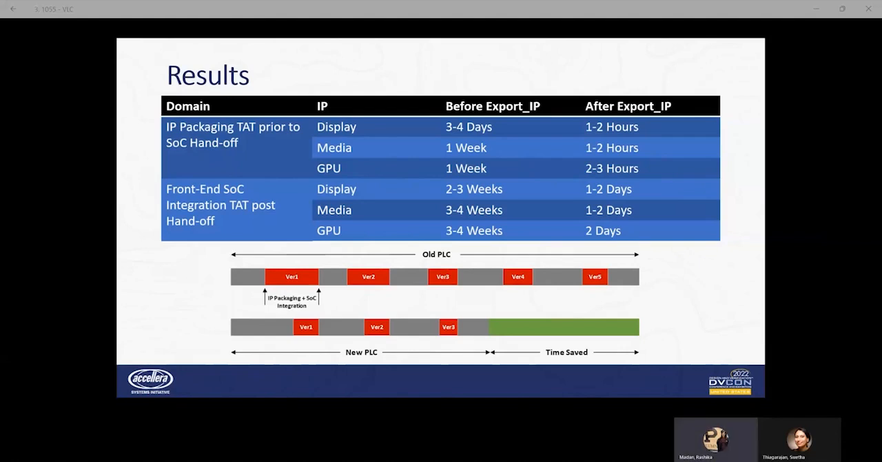This table provides a comparison in IP packaging turnaround time and front-end SoC integration turnaround time between the previous program and export IP implementation for GPU, media, and display IPs. We can see a significantly lower packaging and integration turnaround time with this novel approach.